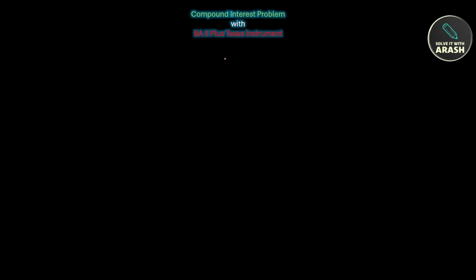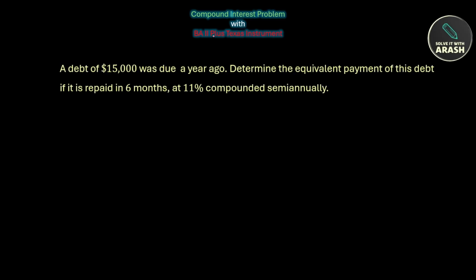Hi, in this video I'm going to show you how to use a BA2 Plus Texas Instrument calculator to solve a compound interest problem. Let's look at the question. A debt of $15,000 was due a year ago and we want to find the equivalent payment of this debt if it is repaid in 6 months at 11% compounded semi-annually.